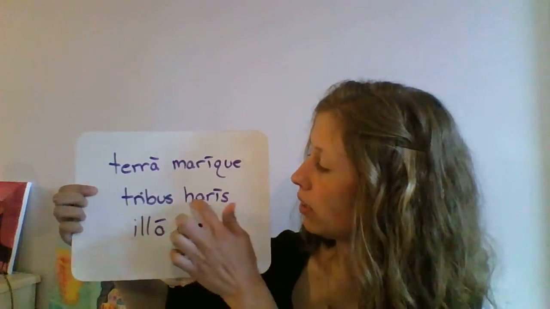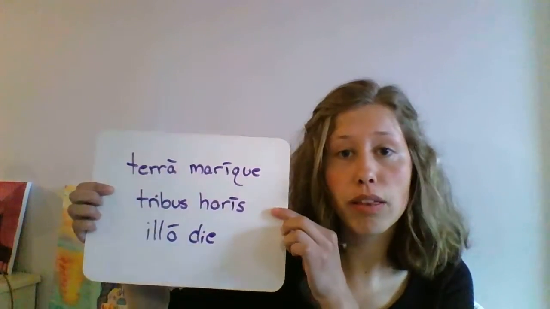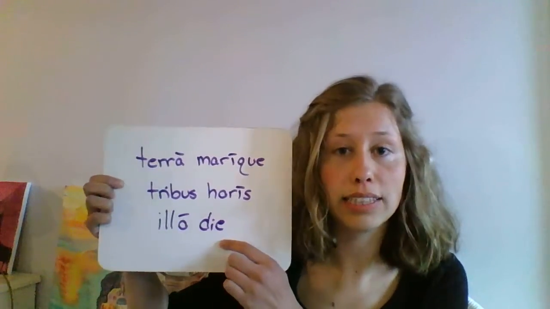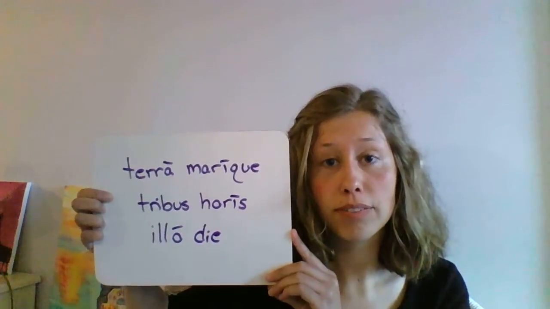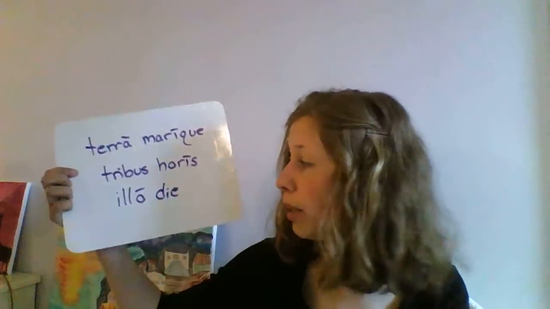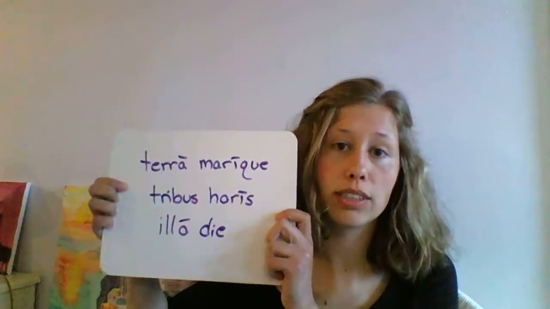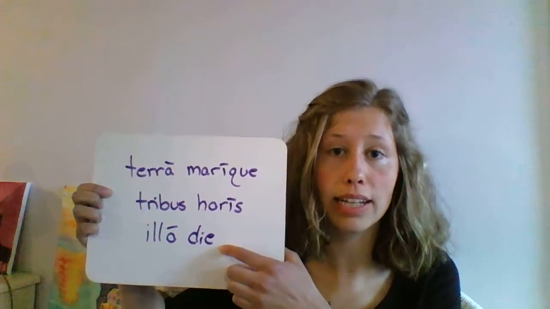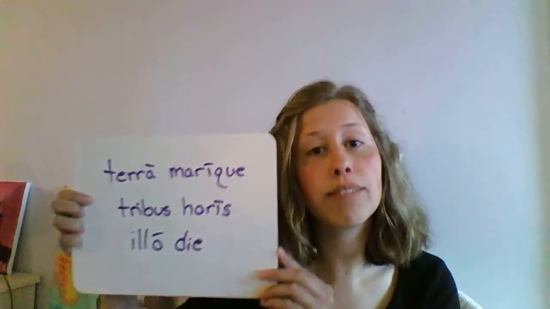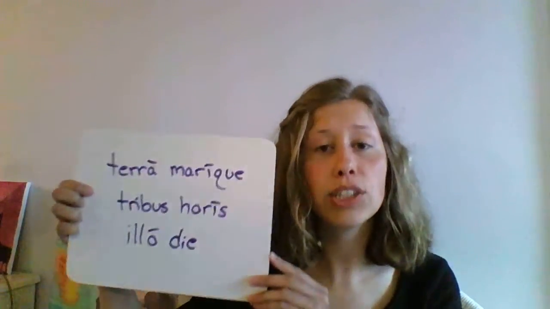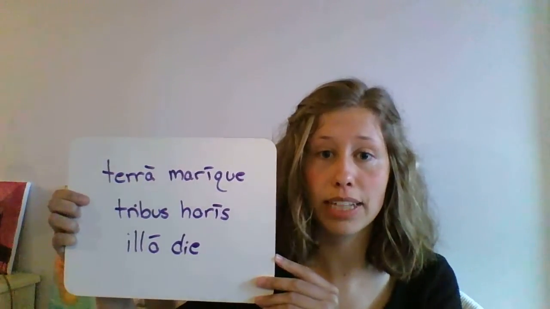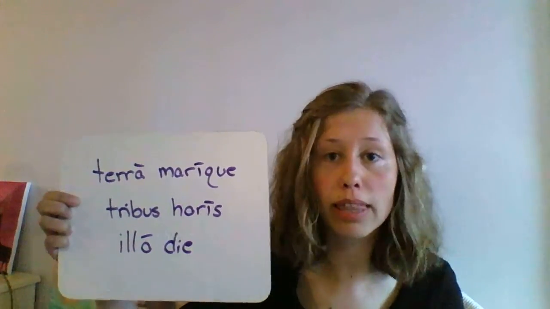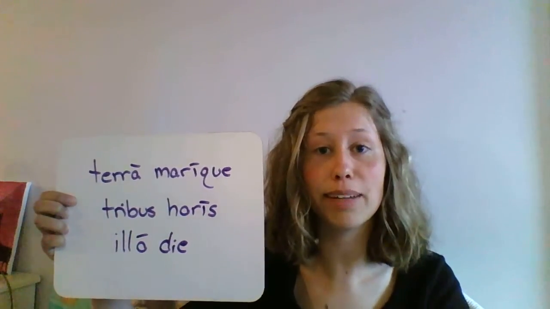So you have tribus horis, within three hours, and then you have illo die, on that day. So ablative of time expresses time within which or at which something happens. Something happens within those three hours or on that day specifically. So if you have a time word in the ablative, chances are very good you have an ablative of time. Day, hour, night, week, month, anything like that, ablative of time.